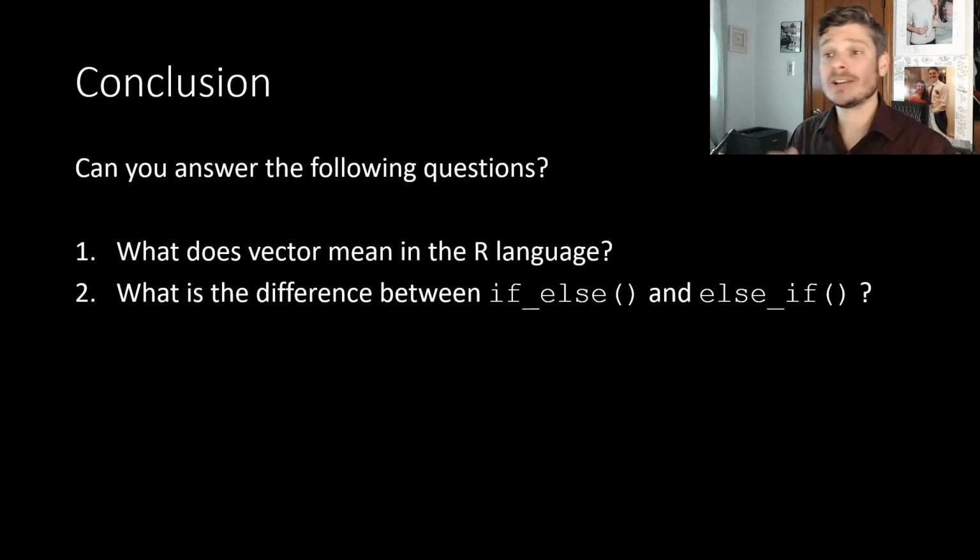So, can you answer the following questions? First of all, what does vector mean in the R programming language? And how does that apply to data structures as well? And then what's the difference between if-else and else-if? Which I know it's a little confusing because we have if statements and else statements and if-elses and else-ifs. And again, it takes just a little bit of practice to make sure you know which one's which, and everybody can make mistakes. So don't be afraid to, in your console, type question mark if-else or question mark else-if to make sure you're using the correct one. It doesn't hurt to check.